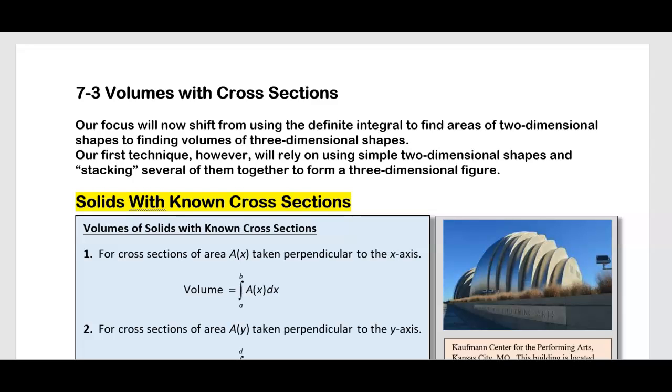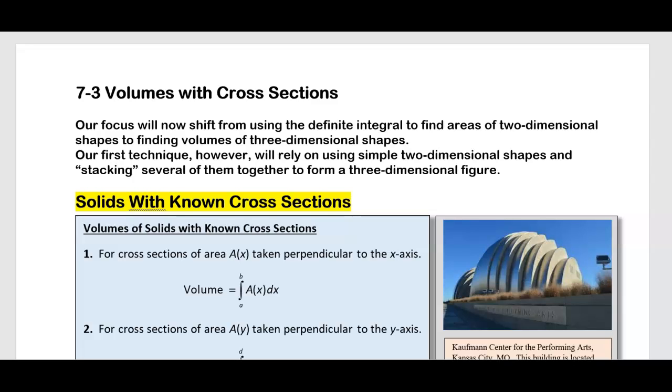The Confidence Center in Kansas City, Missouri is one where you can really see the cross sections. It also reminds me of the amphitheater in Sydney. So again, that's one where you can see it.